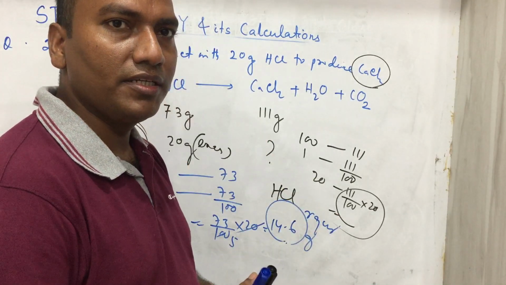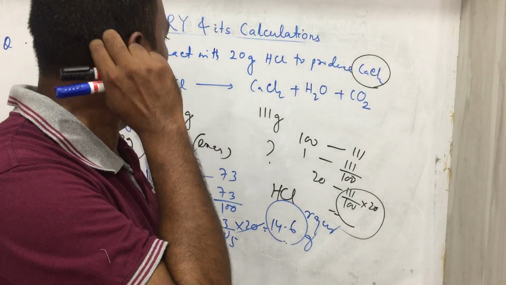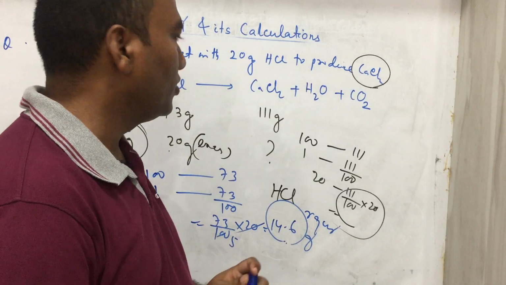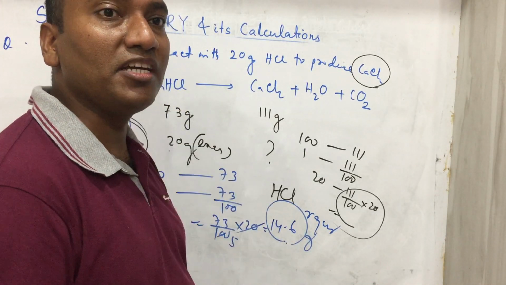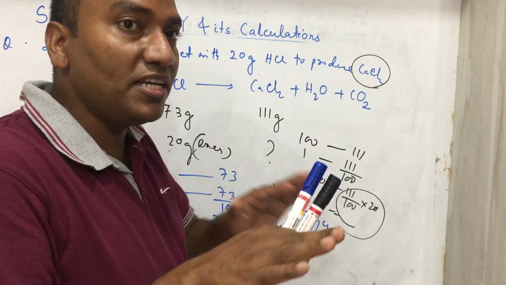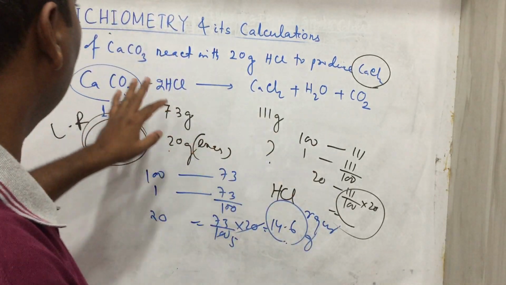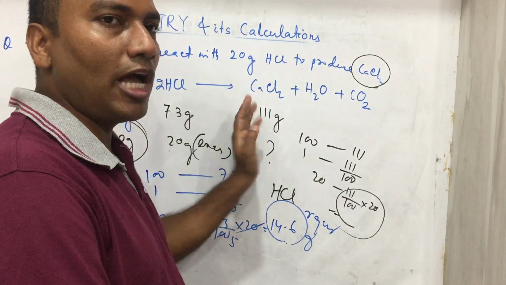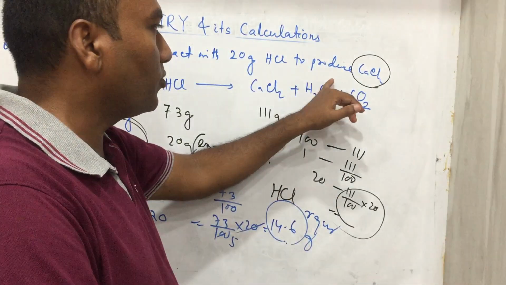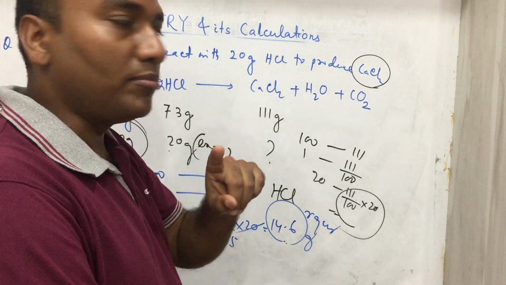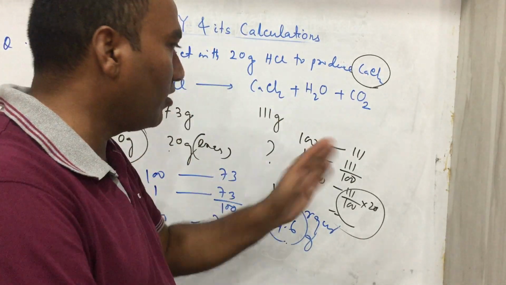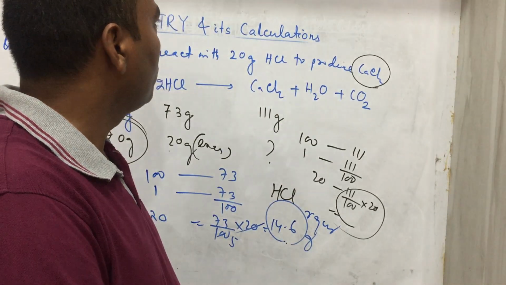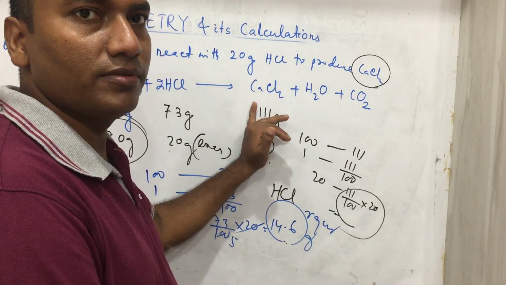So any question, yes or no? If more than one reactant is present and different data are given, then 100% we have to calculate the limiting reagent. Sometimes the question will come where the limiting reagent is not asked. Suppose here the question is 20 gram of CaCO3 reacts with 20 gram of HCl to produce CaCl2. The question will be how much CaCl2 is produced. That means the limiting reagent is not asked. But without the limiting reagent, we cannot calculate how much calcium chloride is produced. Understood? So like this method we can solve. Clear?